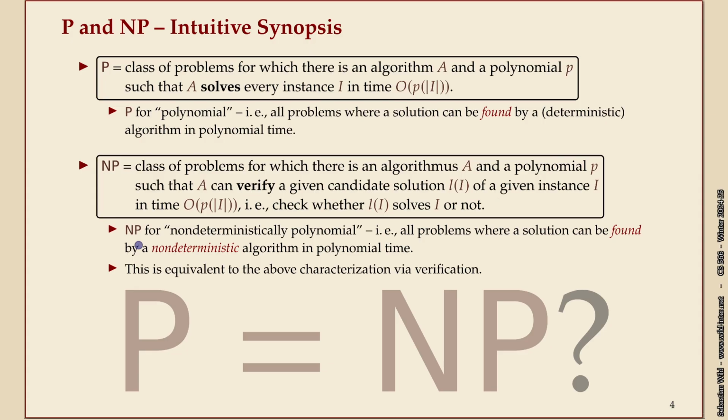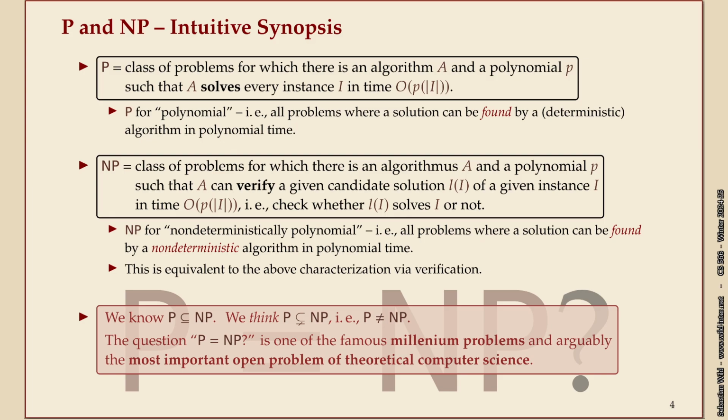So NP stands historically for non-deterministically polynomial. Again, we'll come to that. Intuitively, it's where a non-deterministic algorithm can find the solution. We'll show that these two things, the definition here and this non-deterministic computation, come down to the same thing, even if they at first look different.